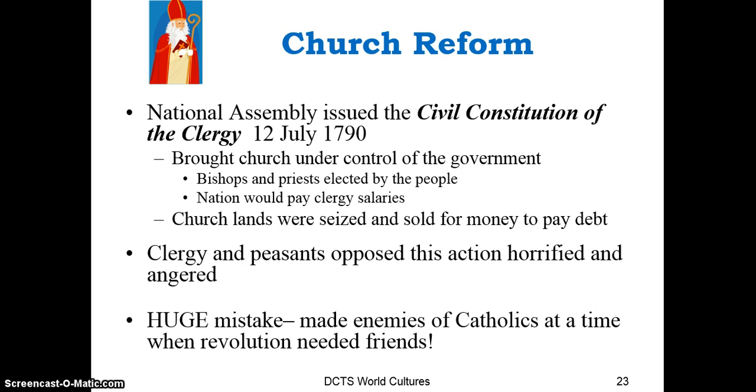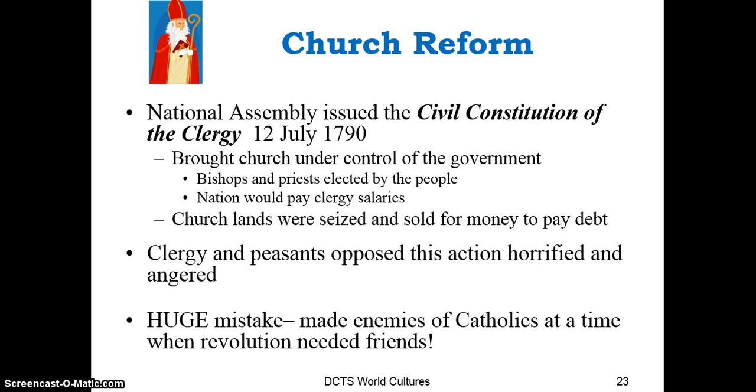Church lands were seized and sold for money to pay the debt off that King Louis XVI had created. Clergy and peasants opposed this action, horrified and angered. Huge mistake. It made enemies of Catholics at a time when the revolution needed friends.